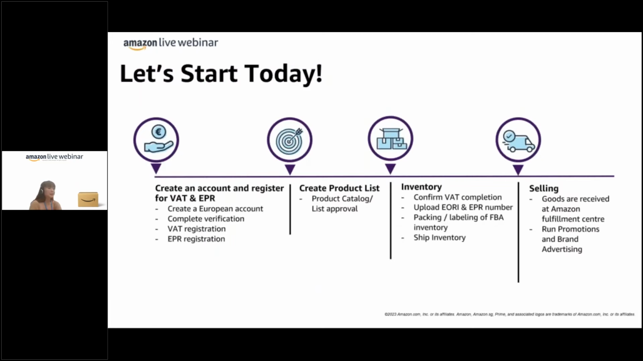So let's begin your journey today. Start with creating a Europe account on Seller Central and registering your VAT and EPR. While waiting for your registration to be approved, you can start creating your product catalog and getting listing approvals, after which inventory planning can be done. Once your VAT and EPR numbers are confirmed, you may proceed to ship the inventory, and once it's received by Amazon's fulfillment center, you may begin selling and promoting your product.